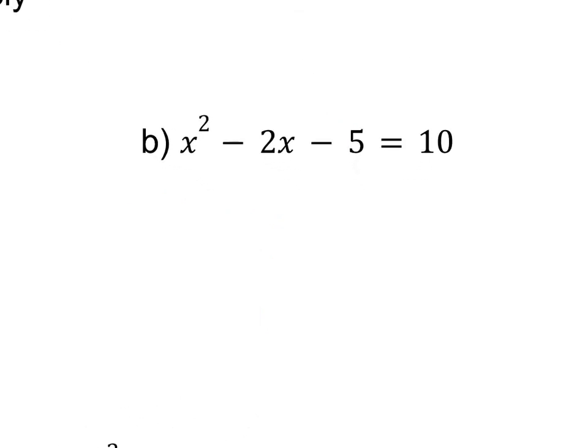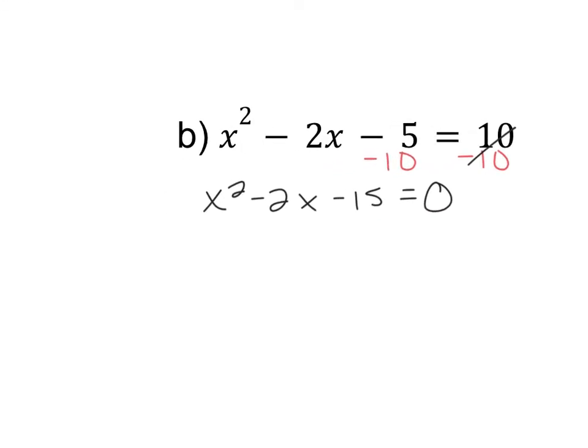Okay, this one. So first we have a problem. What's the problem? Well, it's not set equal to 0. So how do you move that 10 over to get it to be equal to 0? Well, you just minus it, of course. So then you have x squared minus 2x. Negative 5 minus 10 is negative 15. And those cancel, so you have equals 0. Perfect, that's what we wanted.